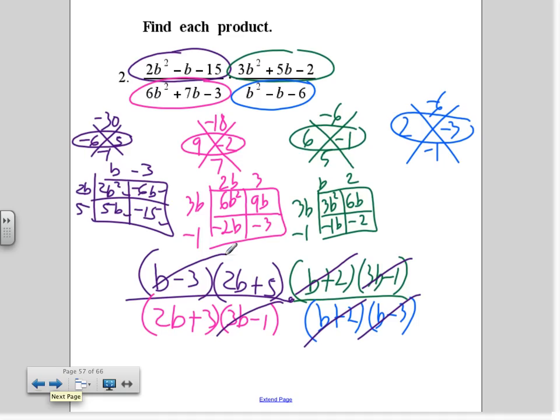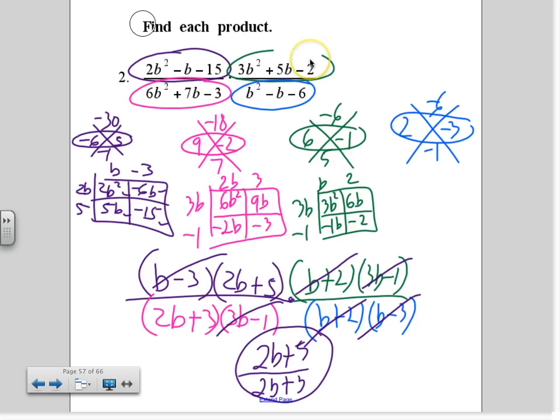That's it. So that means our final answer, guys, is 2b plus 5 over 2b plus 3. And this is our simplified form. That's what we got. So staying organized really helps, huh? I hope that when you watch this again at home and see different colors associated to each problem, that makes more sense for you. Any questions on that? Okay, all right. Moving on.